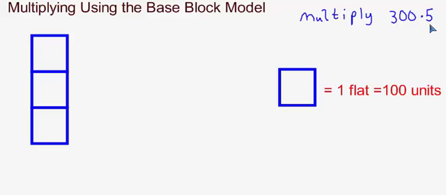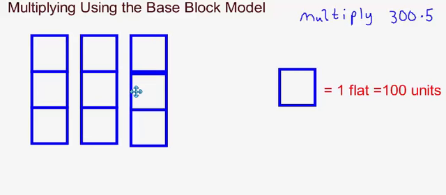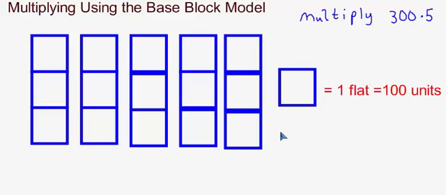And now I need to make 5 copies of that. So this would be 1 copy. This would be 2 copies. 3 copies, 4 copies, and finally 5 copies. So to summarize, this is 1, 2, 3 flats or 300 units, and I made 1, 2, 3, 4, 5 copies of it. So I have 5 copies of 300.